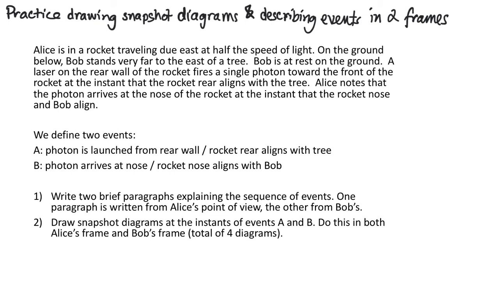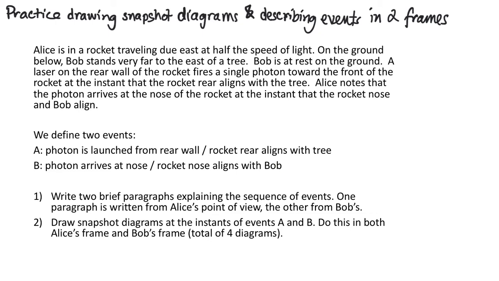We're not going to do any calculations with this problem. We're just going to play the game of how we describe in paragraph form what Alice would say is happening, and alternatively what Bob would say is happening. Then we're going to draw snapshot diagrams that represent the instant of these two events, A and B. Event A is the instant that the photon is launched from the rear wall, which also happens to be the instant that the back of the rocket aligns with the tree. Our second event is the instant that the photon arrives at the nose of the rocket, which happens to be the same instant that the rocket nose aligns with Bob.